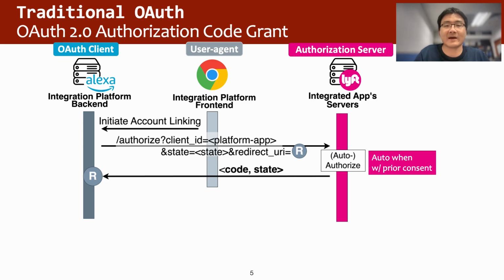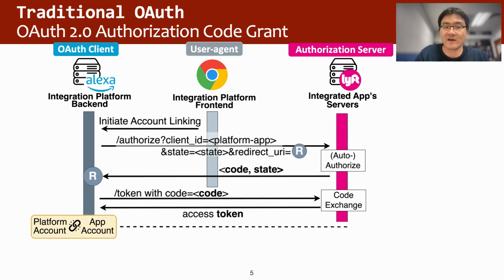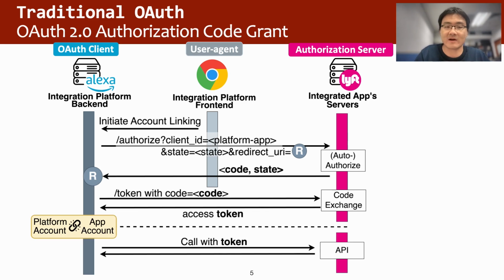So the authorization code would pass through the user agent and then be handed to the platform backend. It would hit the redirection endpoint, labeled as R here, which is specified by the redirect URI parameter in the earlier request. And the second phase is the code exchange phase, where the authorization code is redeemed for an access token. And eventually, the access token indicating the app's account access would be associated with the user's platform account. And from now on, the platform could call the APIs with a token attached to control the app.